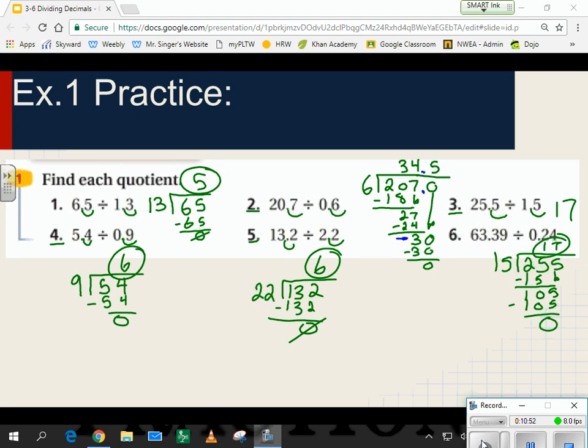And for number 5, I moved the decimal point on both once, so I had 22 on the outside, 132 on the inside, and I did a little work to try to figure out what I had, and I noticed that 22 times 6 went into 132 evenly, so that's how I got 6. So hopefully you got the same answers. If not, maybe we need to sit down together and work on some of these as a group or as partners.